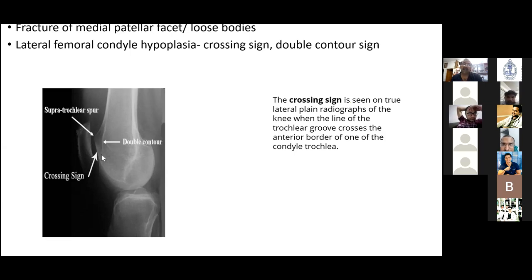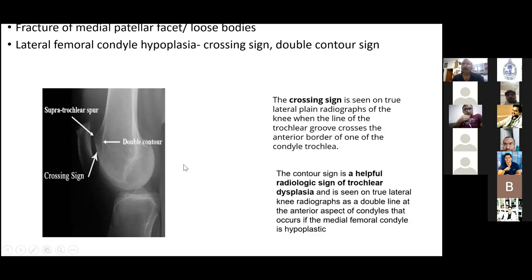So this is a double contour sign. You can see the two lines of the condyles from the side. That shows there is a hypoplasia of the lateral femoral condyle. Trochlear dysplasia.